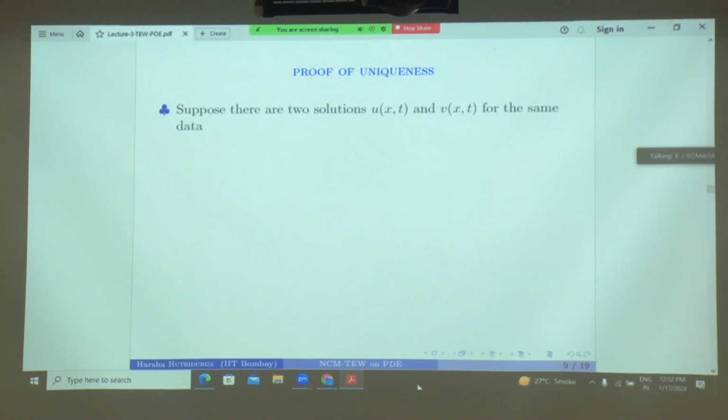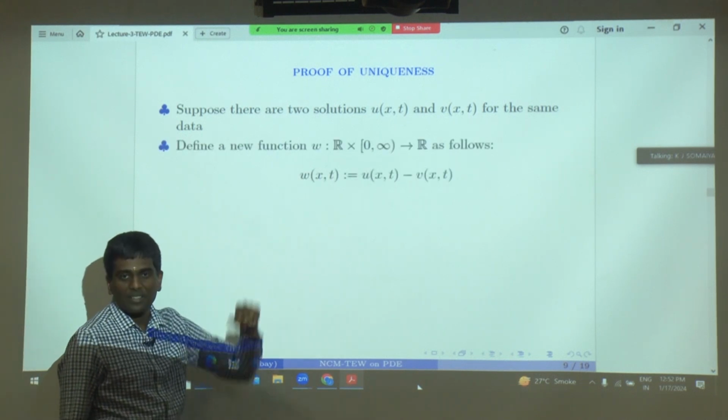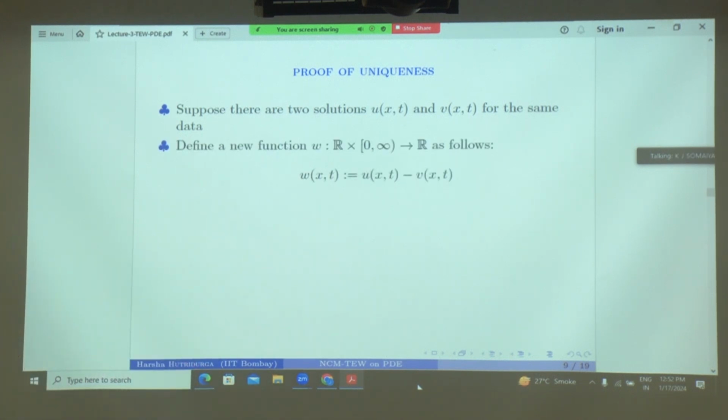Suppose there are two solutions. You call them u and v. You are assuming that both of them solve the same initial value problem. That means both of them solve the wave equation, and both of them satisfy the same data. u at x comma 0 is u0, and v at x comma 0 is also u0. And the time derivative of u at x comma 0 is u1, and the time derivative of v at x comma 0 is also u1. Then what did I say? You take the difference. So let us take the difference of these two and call it a new function w. So w is just the difference of these two functions, if at all they exist.